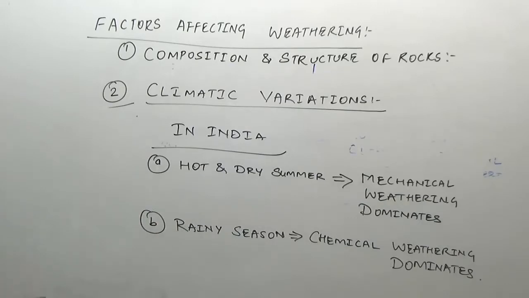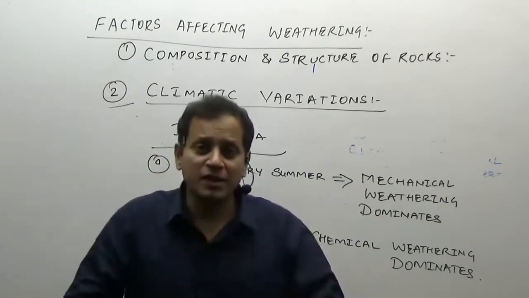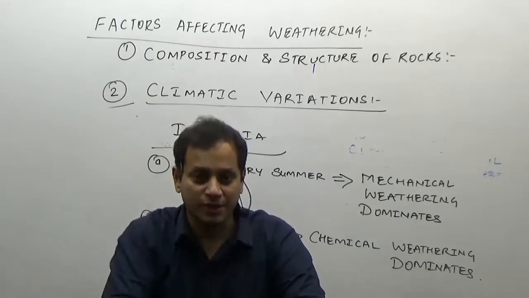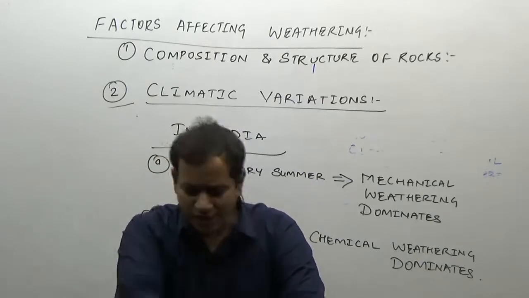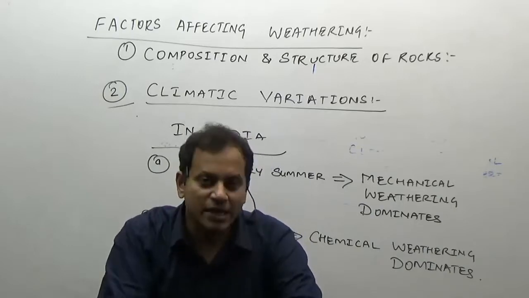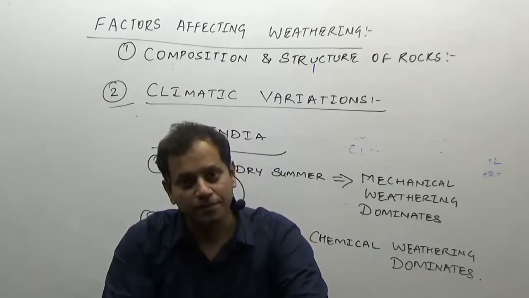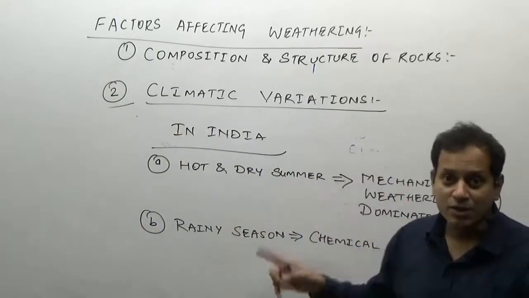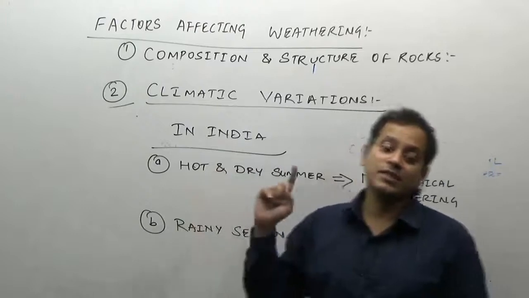During hot and dry summer, mechanical weathering will dominate, while during the wet monsoon season, chemical weathering dominates. Now how can the question be implied? If they ask what will be the major form of weathering in the state of Rajasthan: chemical weathering, biochemical weathering, mechanical weathering, no weathering. Rajasthan comes in which region? Hot and dry region. So mechanical weathering dominates in Rajasthan.